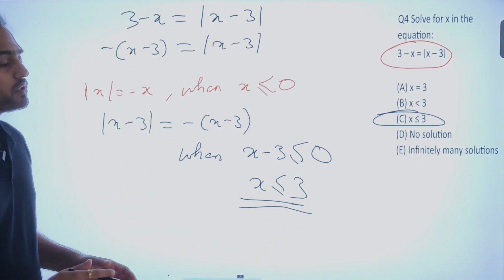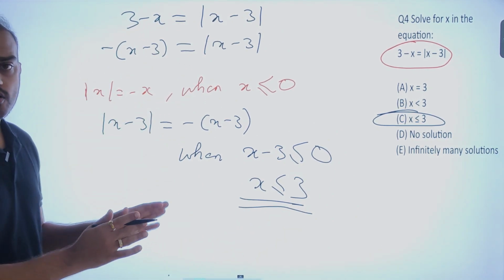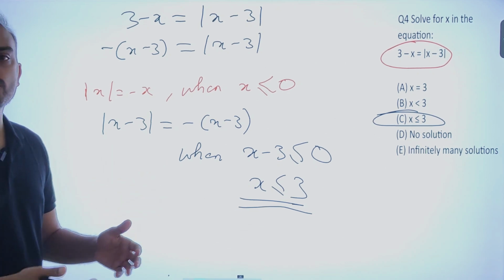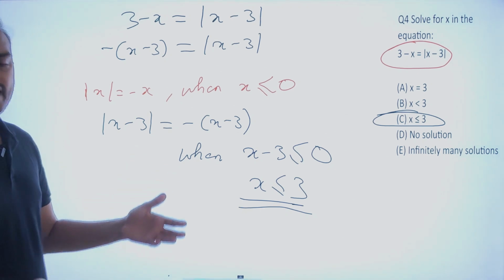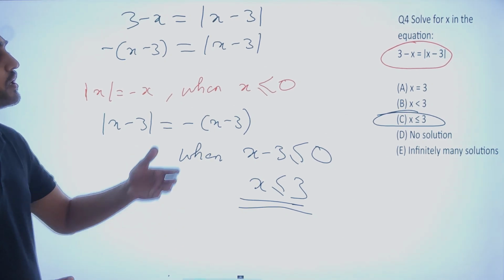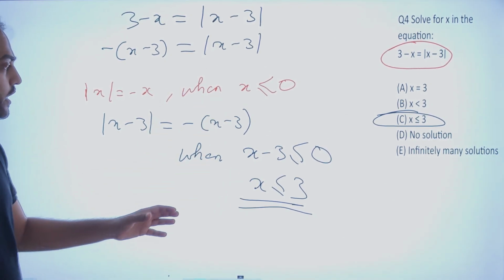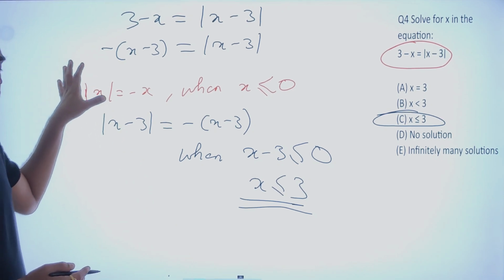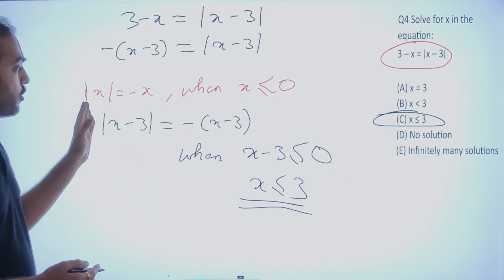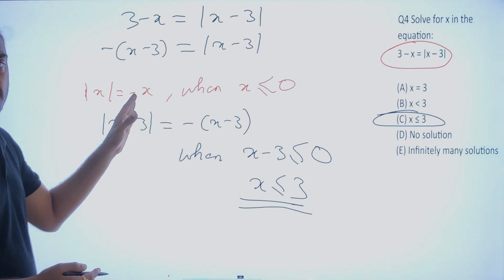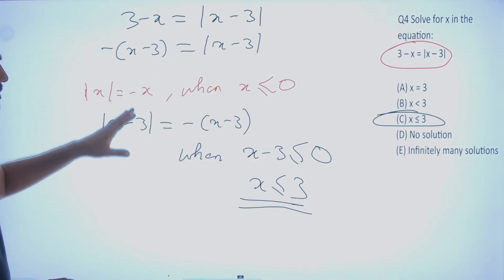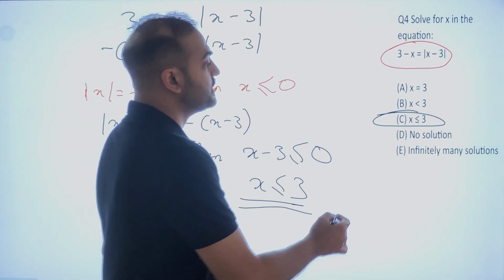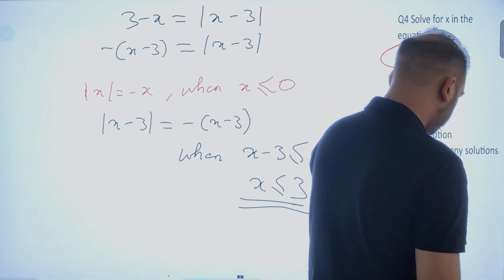So remember, try not to plug in. I know a lot of people, for absolute value or algebra in general, if we don't understand, we try to plug in, but let's take time. We have time for our exam, might as well understand the method. Remember, this is your takeaway from method number 1: modulus x becomes minus x when x is negative. So the same thing we applied here, and we got x is less than equal to 3.